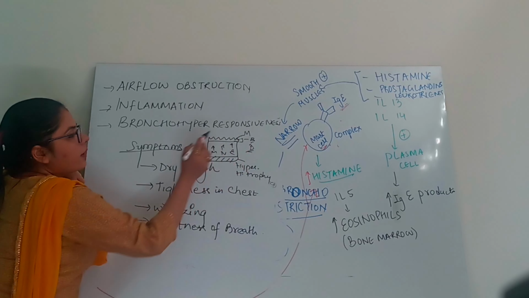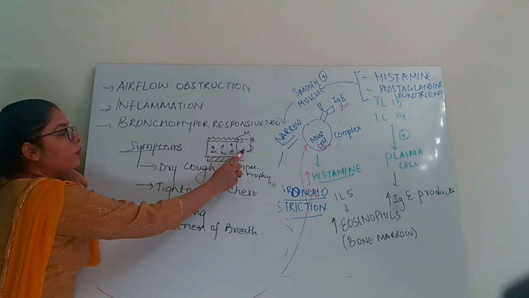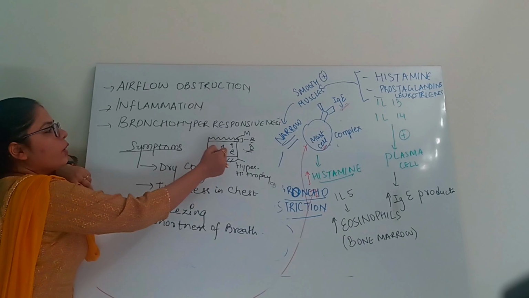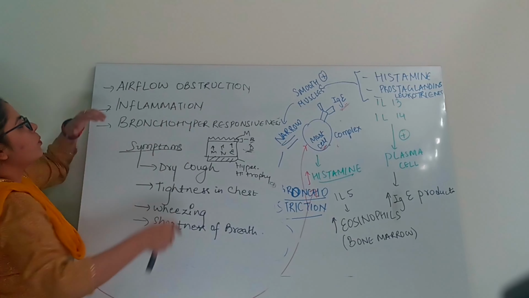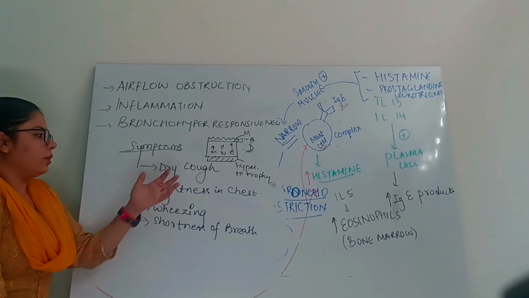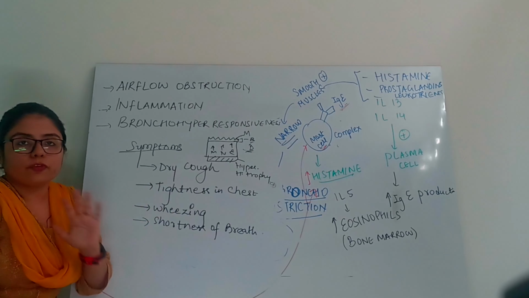dendritic cells. Dendritic cells were responsible for release of the interleukins, and they in turn were further stimulating all of this pathway, leading to airflow obstruction, inflammation, bronchohyperresponsiveness. Symptoms you felt were dry cough, tightness in chest, wheezing, and shortness of breath.